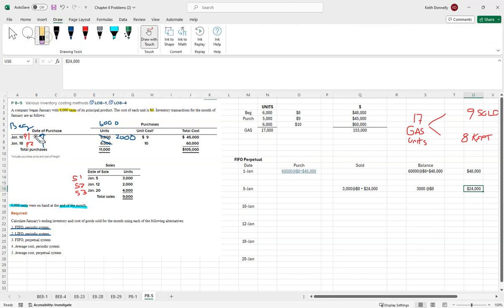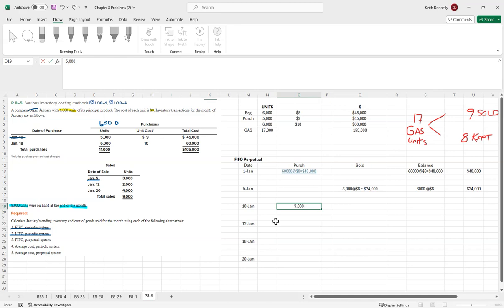So let me go over here and just erase that because we're doing the dates here. We started with the beginning, we can cross that off. The beginning, we dealt with January 5th. Now we're moving to January 10th. We made a purchase. So on January 10th, we bought 5,000 more units at $9 a pop, so that's going to equal 45,000. What's the effect here?